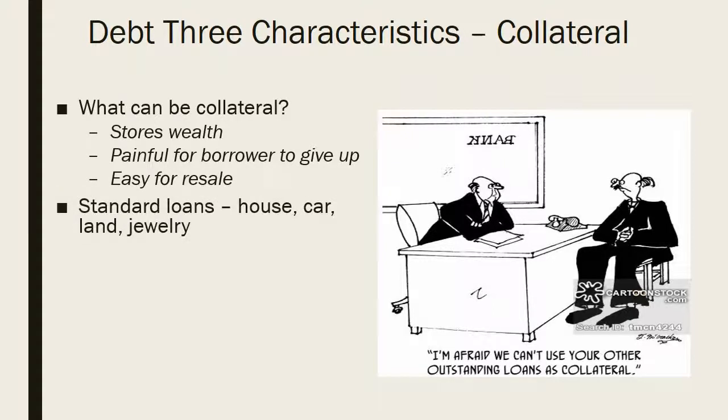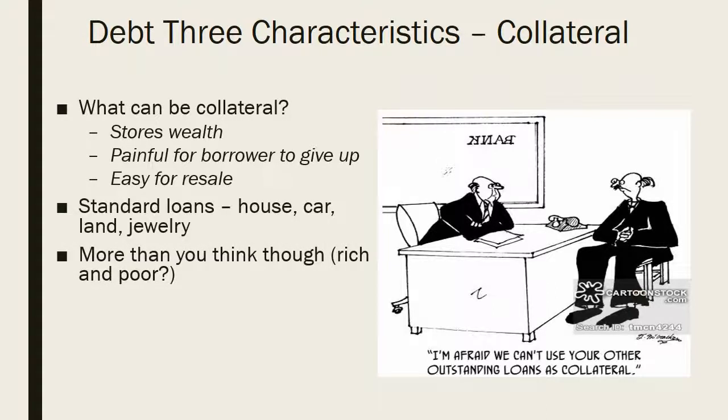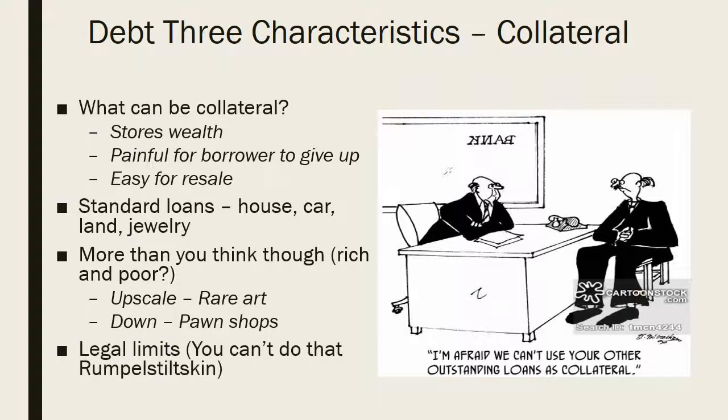As far as standard things, house, car, land, jewelry, but there are more exotic types of collateral than you think. For upscale, you could think rare art. There are those with high incomes or high wealth that need, say, a loan, and so what do they do? They put up rare art as collateral. In the downscale market, there are pawn shops with guns or other items that they can provide as part of a loan. Of course, there are legal limits to this. You can't do, say, a Rumpelstiltskin and use a child as collateral or something like that.